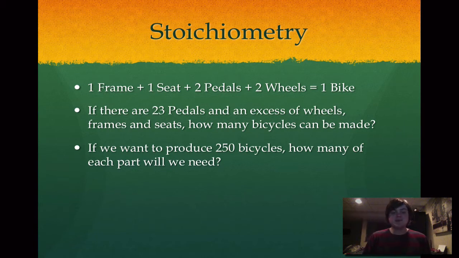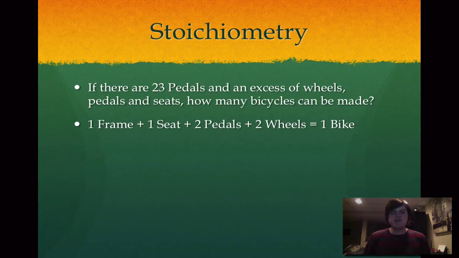The second question that we could ask is, if we want to produce 250 bicycles, how many of each part will we need? With a simple chemical equation like this, you can probably do these calculations in your head. We are going to go through and look at them stepwise to make sure we have the process down for when you move into more difficult problems using chemicals as opposed to bicycle parts. So let's approach the question: if there are 23 pedals and an excess of wheels, seats, and frames, how many bicycles can be made?